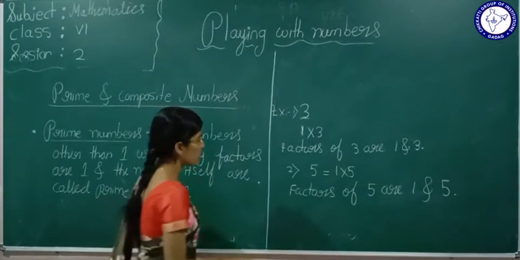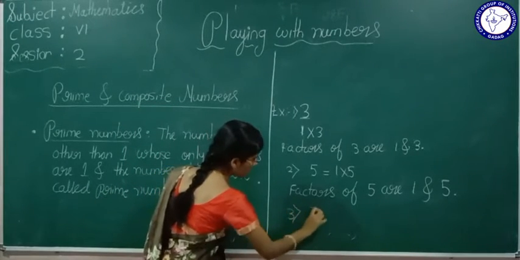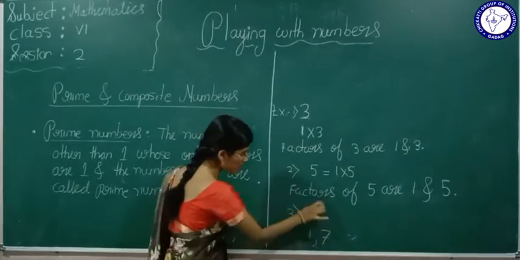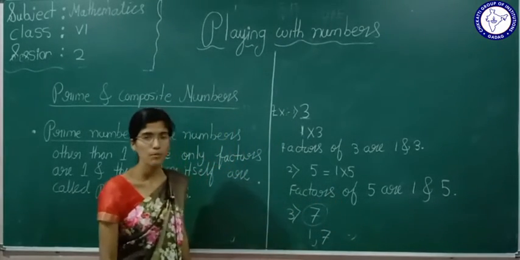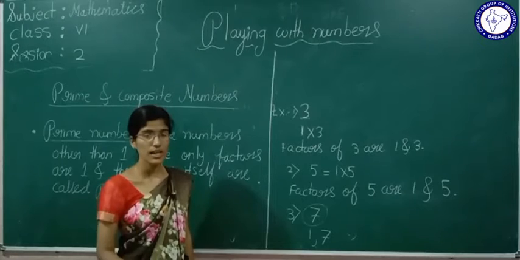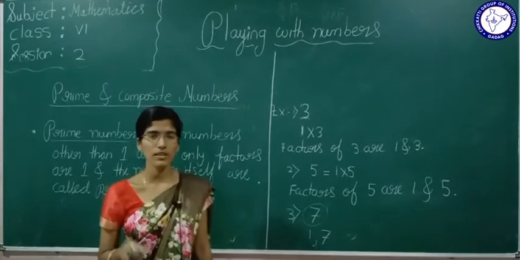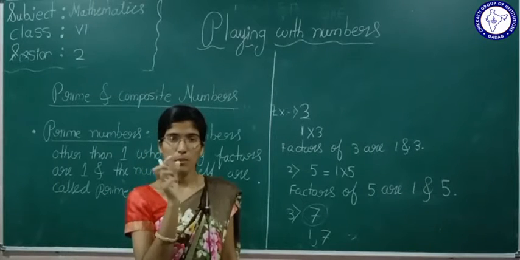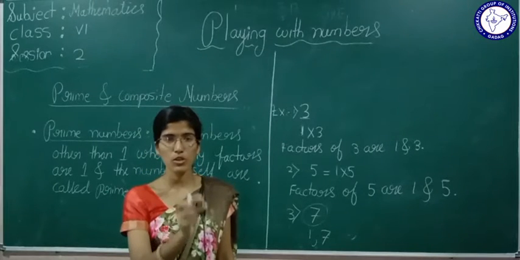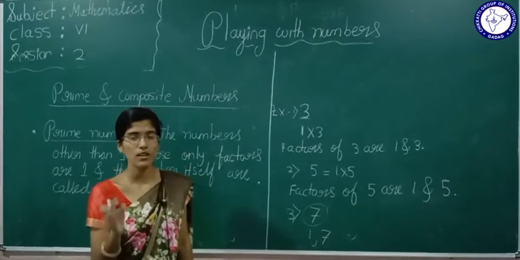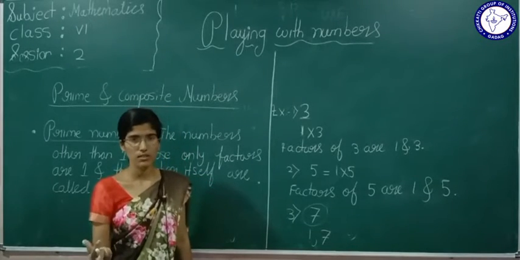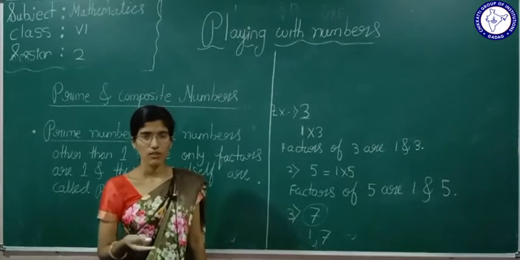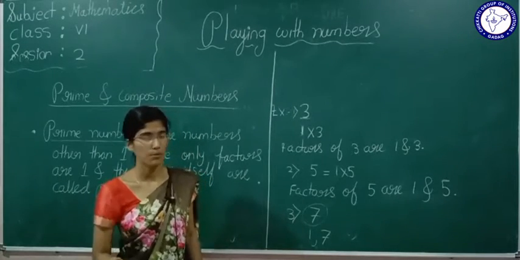Now see here, what are the factors of 7? The factors of 7 are 1 and 7. Therefore 7 is called a prime number. Now take 11. What are the factors of 11? 1 and 11. Therefore 11 is a prime number. What about 13? What are the factors of 13? 1 and 13. Yes, only 1 and 13 are the factors of 13. Therefore 13 is a prime number.